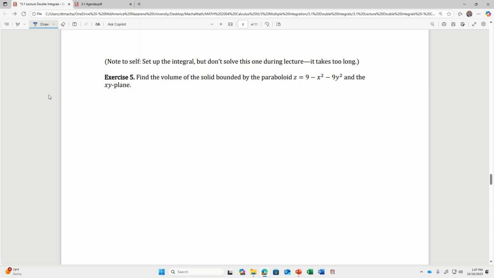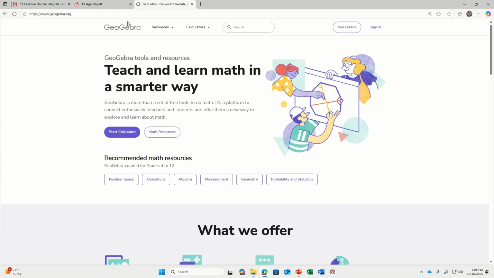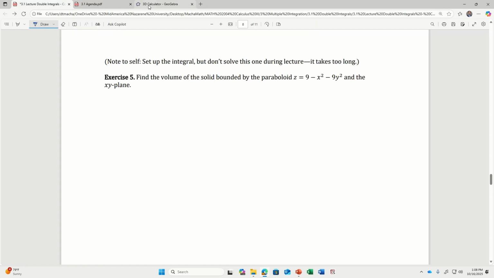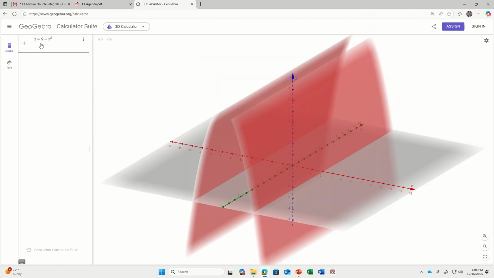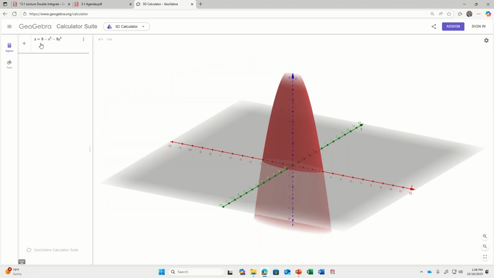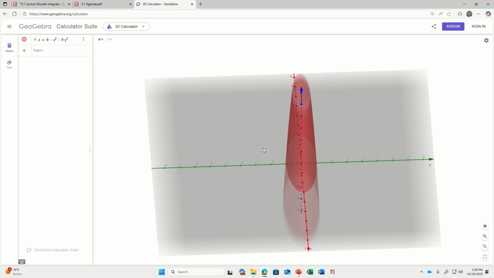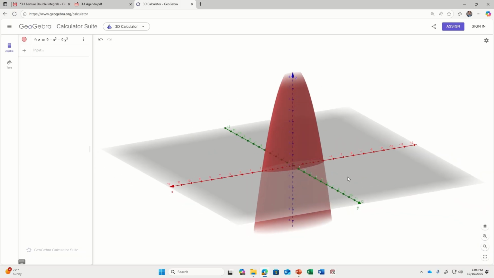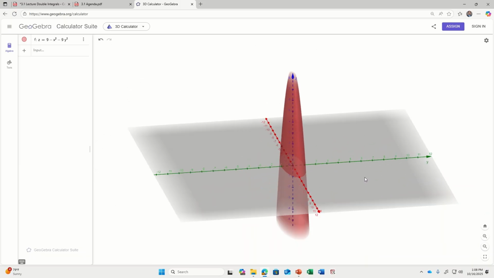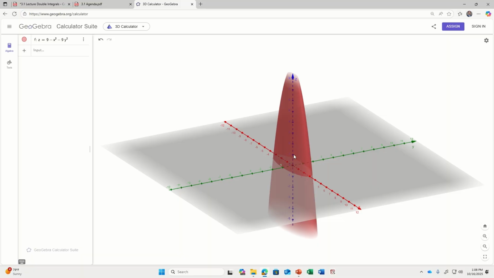All right. Find the volume of the solid bounded by the paraboloid and the xy plane. And so this one would be really easy to visualize, at least. That's something we can actually do. It's 9 minus x squared minus 9y squared. Okay. So this is actually easy-ish to see. I only want the solid that's above the xy plane that would be bounded between the surface and the plane.